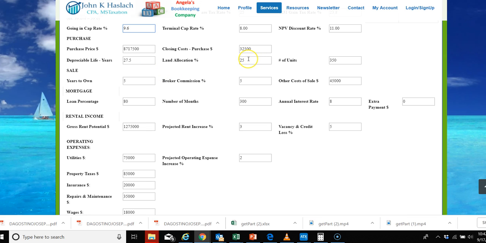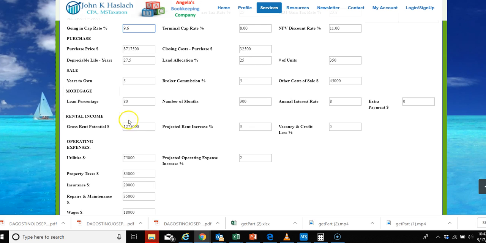Now, we're going to allocate 25% of that purchase cost to land. The rest, 75%, is going to go to buildings. The reason you have to make an allocation is land is not depreciable. Buildings are depreciable. So you have to come up with an allocation between building and land.